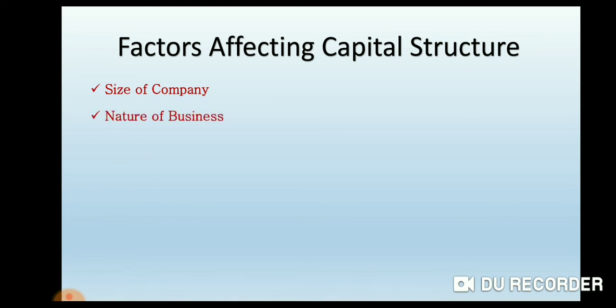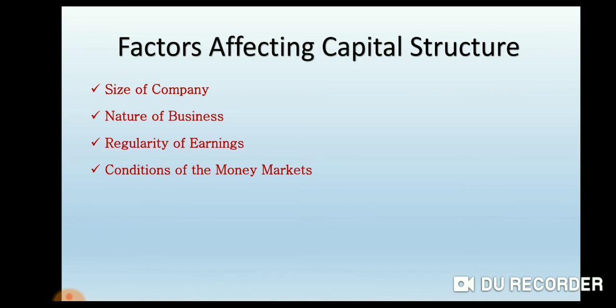Nature of business. If your business is a monopoly, you can go for debentures because your sales can give you adequate profit to pay your debts easily or pay dividends. Regularity of earnings. A firm with large and stable income may incur more debts in its capital structure, unlike one that is unstable.